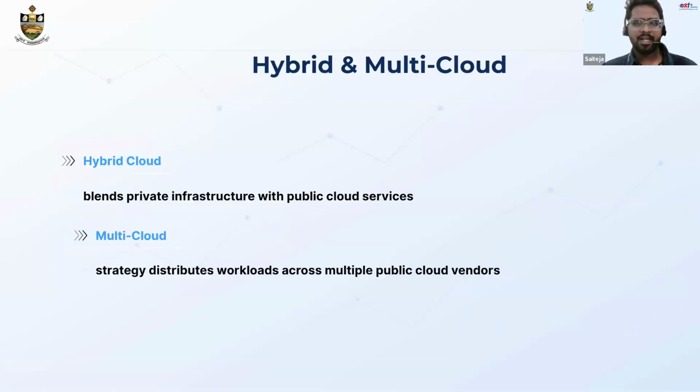So we have hybrid and multi cloud, which we are adapting right now. Hybrid cloud is nothing but, instead of relying entirely on a public cloud, we maintain a private infrastructure along with public cloud services. With multi cloud, instead of sticking to one cloud provider, we use multiple cloud services for multiple use cases and services, right?